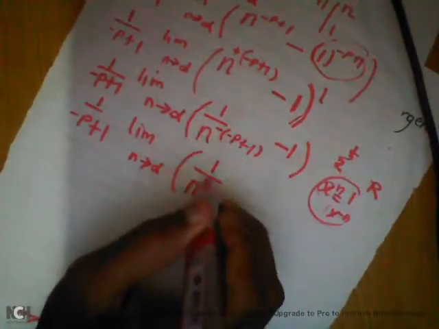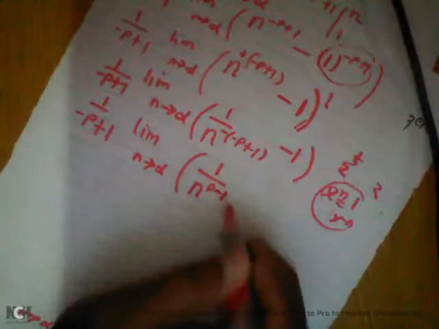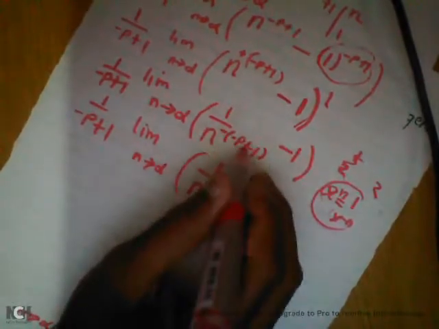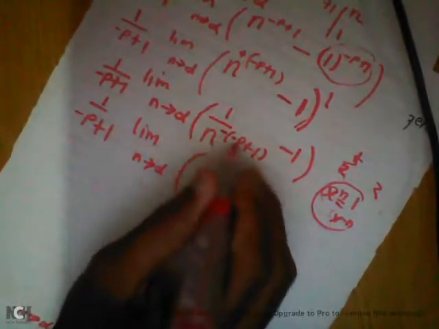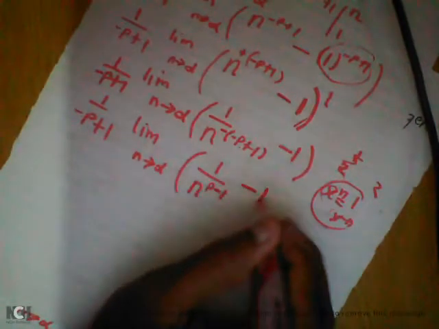Here we go. So now I'm going to multiply in, so I still have 1 over (-p+1), the limit as n approaches infinity, and then this is going to be 1 over n^(p-1), minus 1 here. Yes, because we plug in the value and multiply in, positive p minus 1. So now we're going to come and substitute the limit of n.